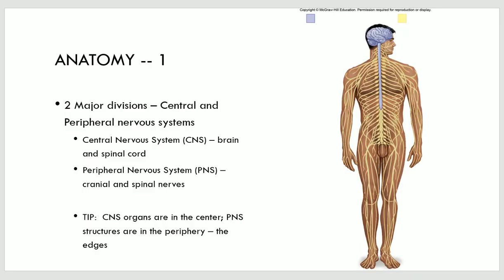All right, so our two major divisions again are our central nervous system and our peripheral nervous system. So in blue, that's our CNS, our brain and spinal cord. It's in the center of our body. In yellow in this image, all of those little wispies coming off the brain and spinal cord, that's our peripheral nervous system. So those are our cranial and spinal nerves. Peripheral are on the periphery, so edges of the body.